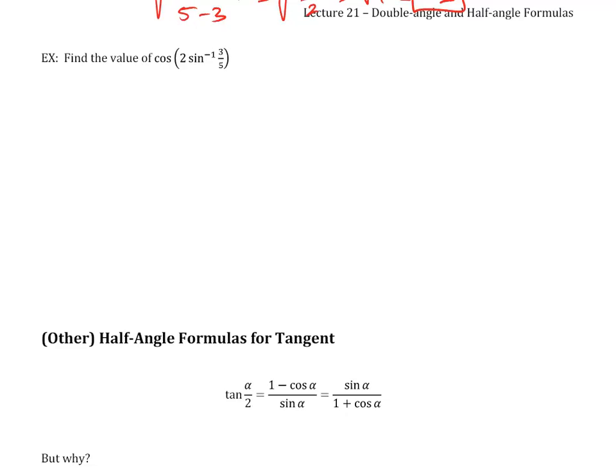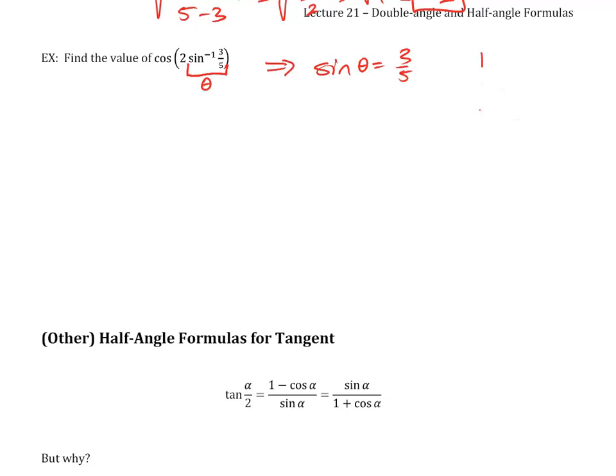In this last example, I'd like to demonstrate how the inverse functions can rear their ugly heads again in problems involving double angles and half angles. In this particular example, you're asked to find cosine of 2 sine inverse of 3/5. And actually, this is not all that different from a problem that we've already done. What you recognize here is that this is just some angle theta, right? When you take the sine inverse of a number, you're finding the angle such that the sine of that angle is 3/5.